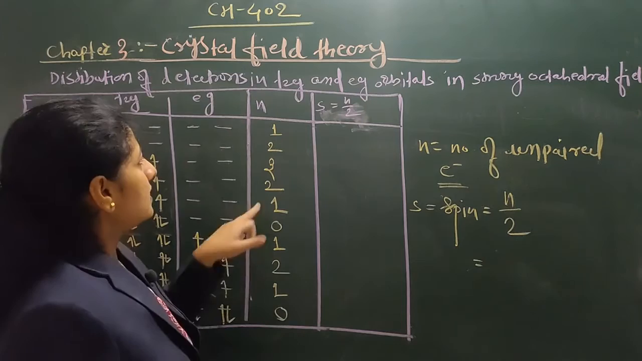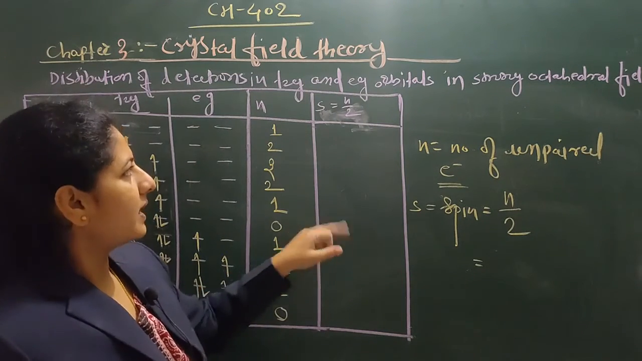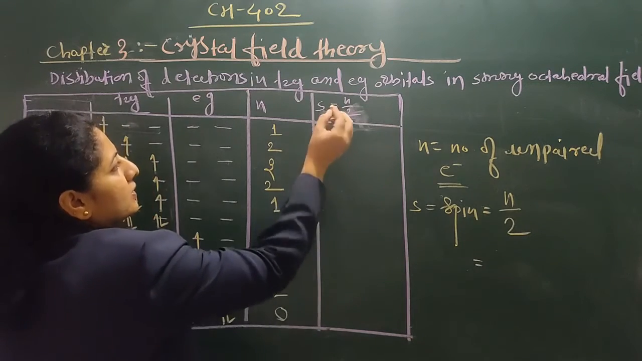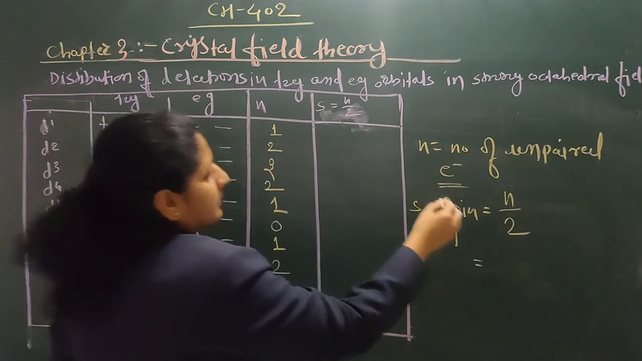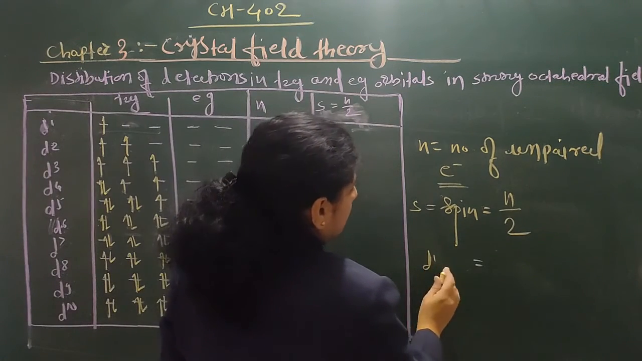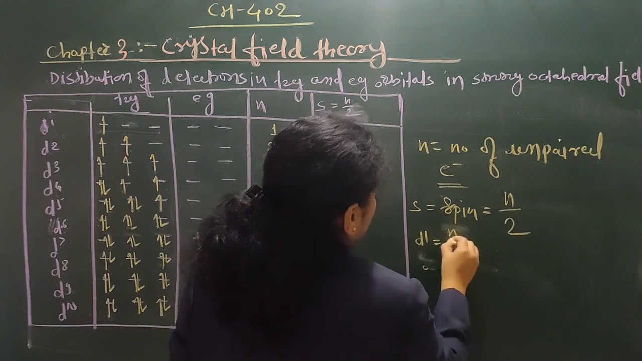So here we get the value of the number of unpaired electrons, and from that we can simply calculate the spin. So for the d1 system the spin is n by 2.